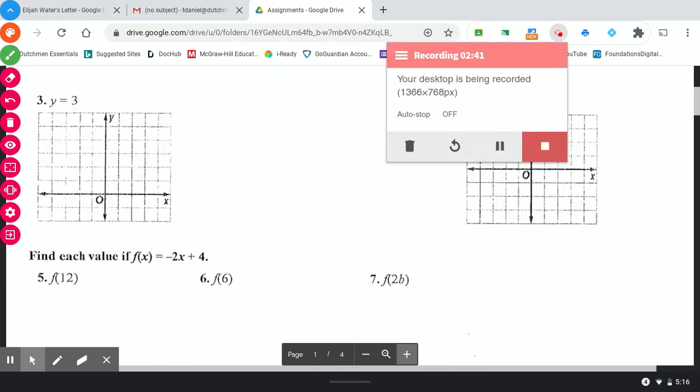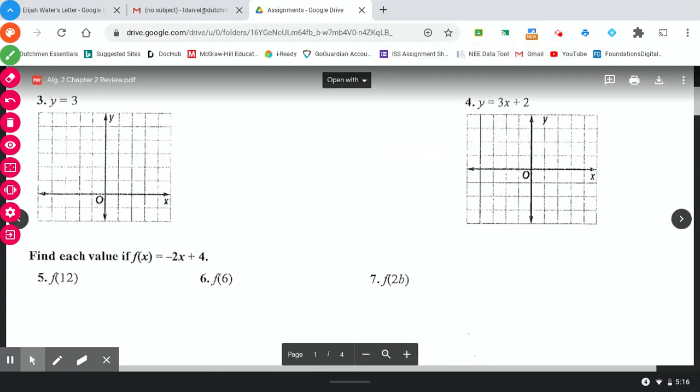All right, so let's continue here. On this first one, y is 3. Remember, when it's y equals a number, it's going to be a horizontal line, and it's going to be at where the number is on the y-axis. So in this case, it's y equals 3. So we go 1, 2, 3, okay? And then the line's going to be a horizontal line right there.